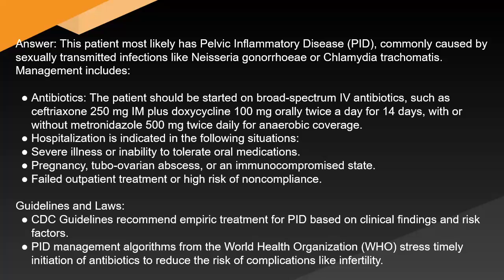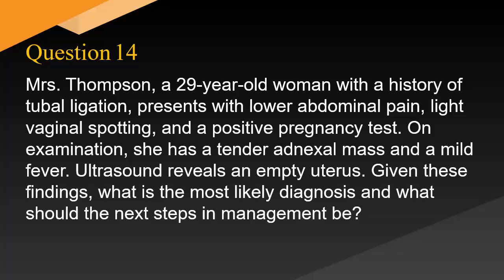Mrs. Thompson, a 29-year-old woman with a history of tubal ligation, presents with lower abdominal pain, light vaginal spotting, and a positive pregnancy test. On examination, she has a tender adnexal mass and a mild fever. Ultrasound reveals an empty uterus. Given these findings, what is the most likely diagnosis and what should the next steps in management be?